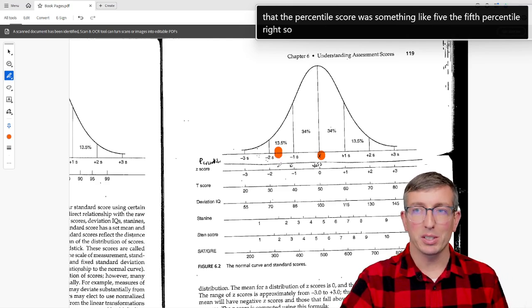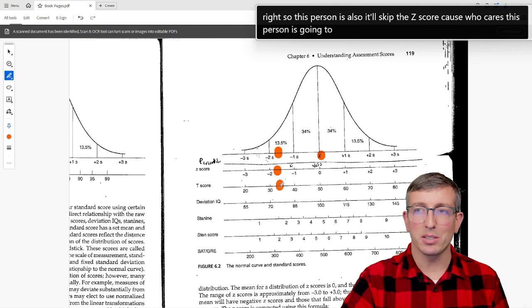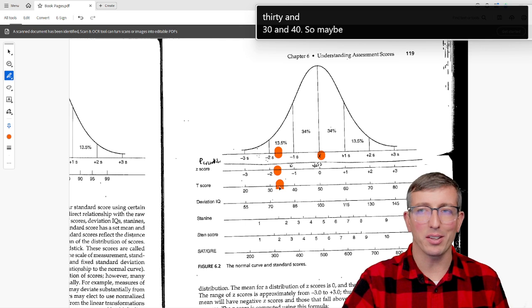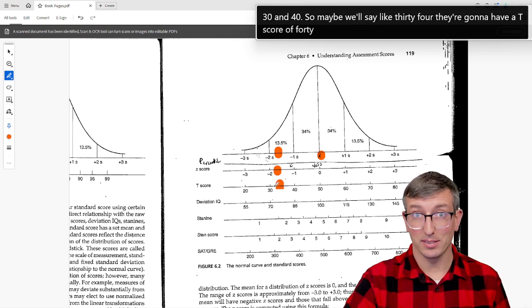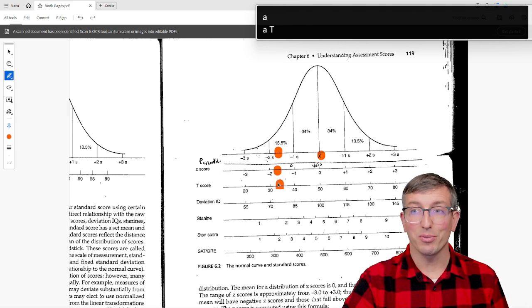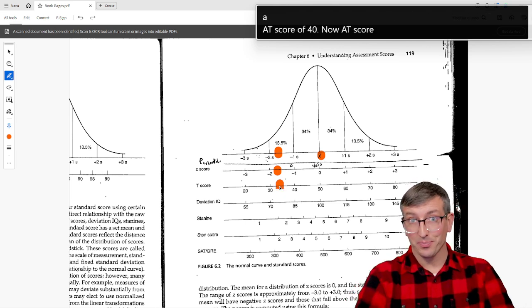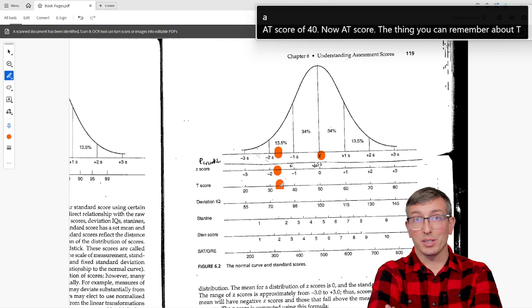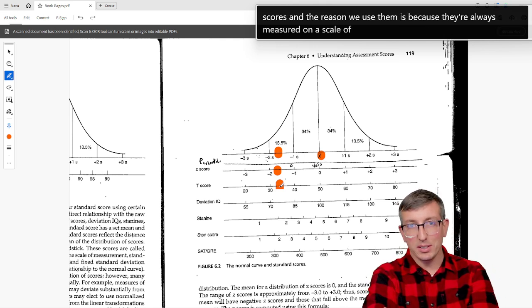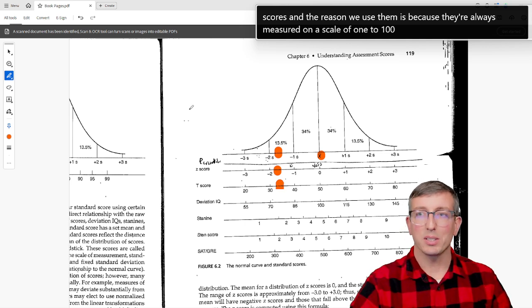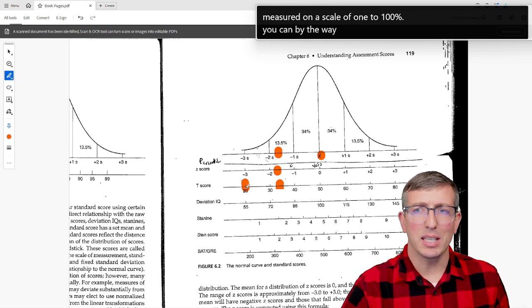So this person is also, we'll just skip the z-score because who cares? This person's going to get a score of roughly, it's not quite in the middle of 30 and 40, so maybe we'll say like 34. They're going to have a t-score of 40, okay? A t-score of 40. Now a t-score, the thing you can remember about t-scores, and the reason we use them is because they're always measured on a scale of 1 to 100, okay? By the way, you can see how t-scores are evenly distributed across this normal curve.